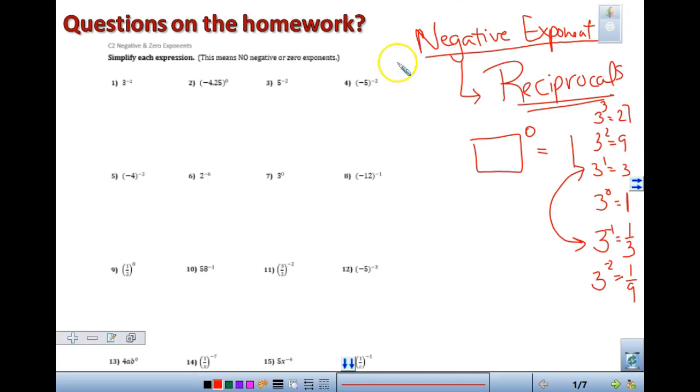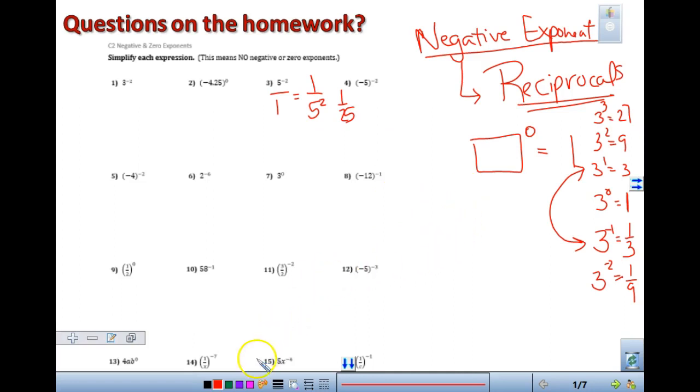So if I'm looking at yours, there's a lot of people that for this first one here had negative 25. It is not negative 25, because this is over 1, and this is the reciprocal of 5 to the second. And 5 to the second is 25, and this should be 1/25. Any questions that I could answer on here?